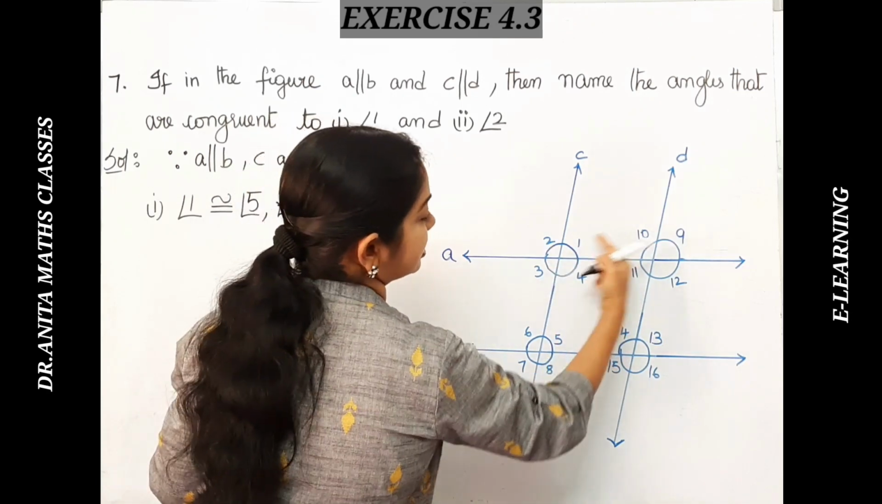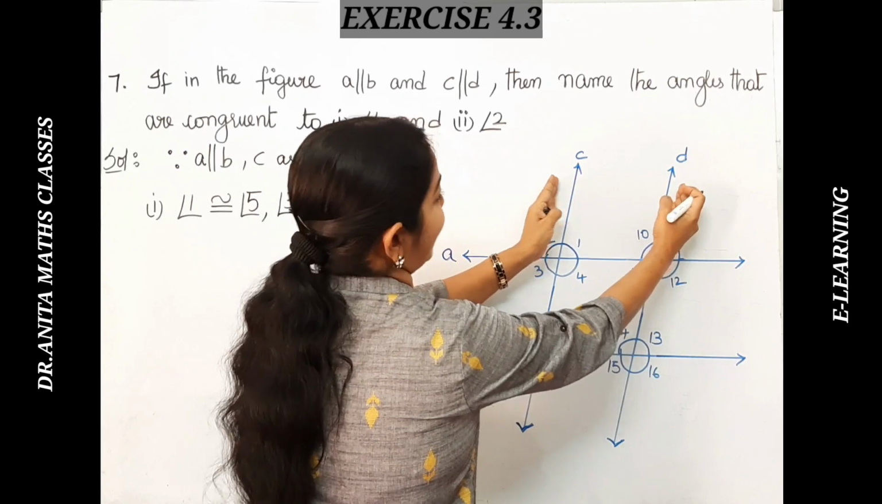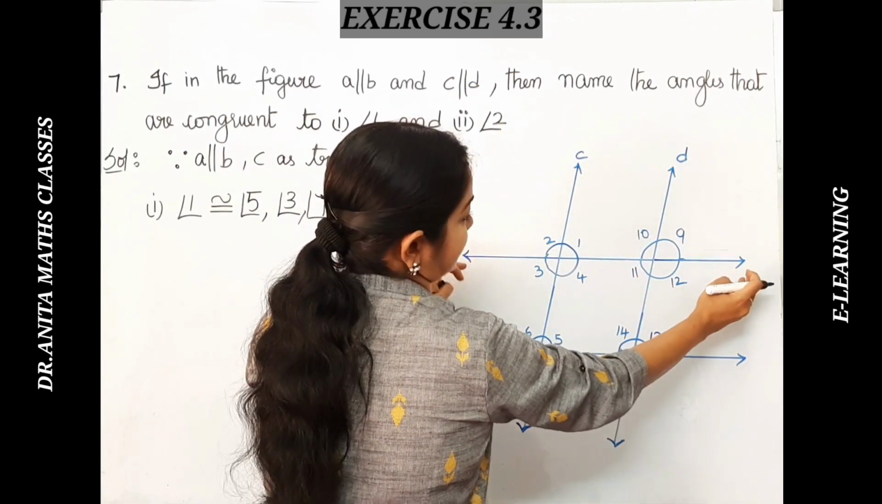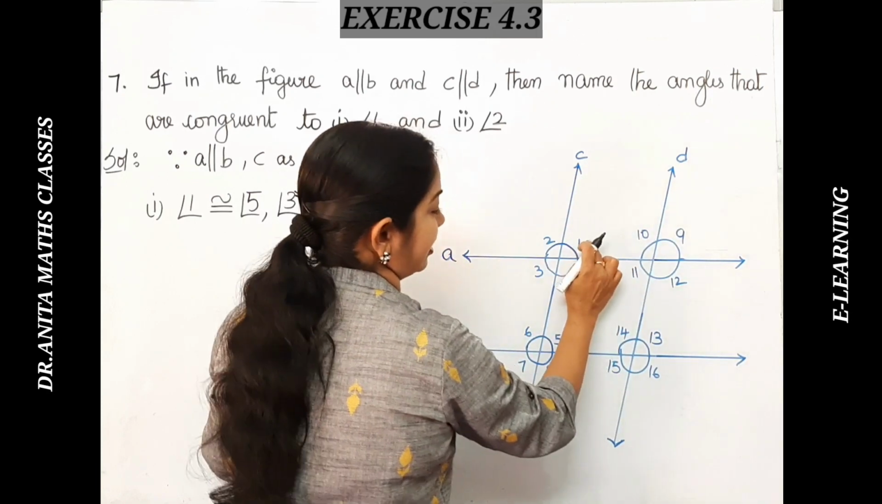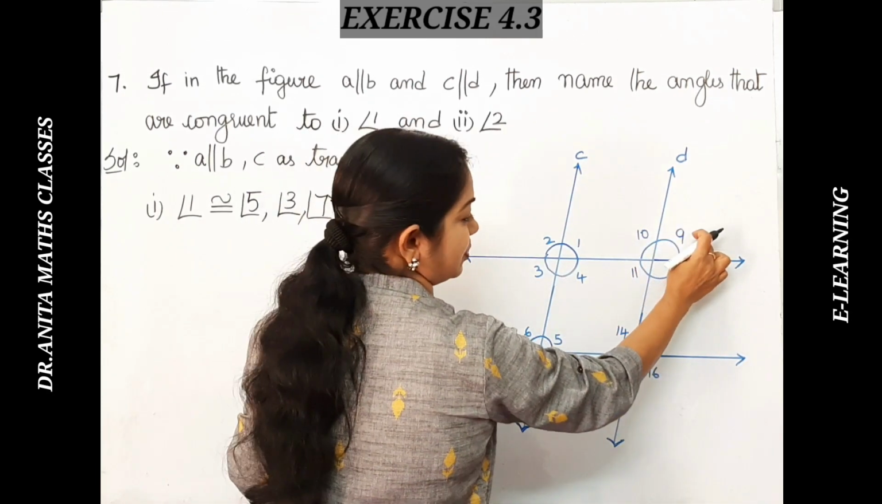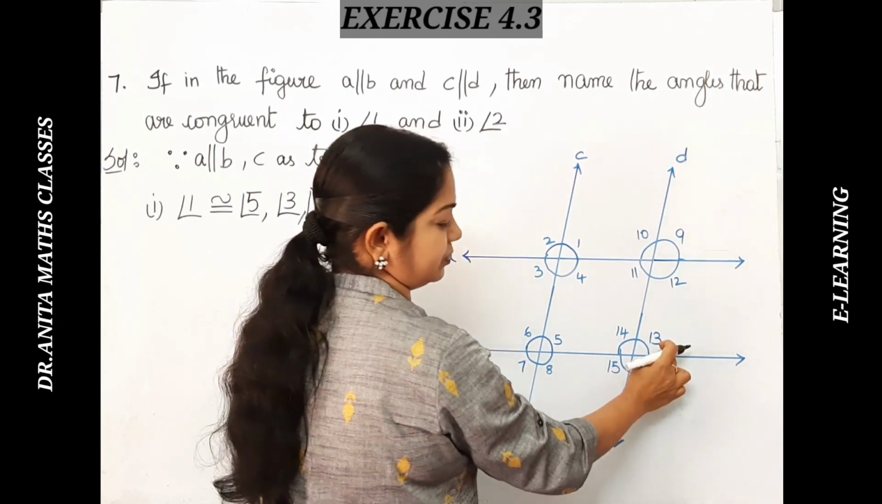Now we also have C and D as parallel, and A is the transversal. From this you can say angle 1 and angle 9 are equal, corresponding. Angle 9 and angle 13 are equal, corresponding.